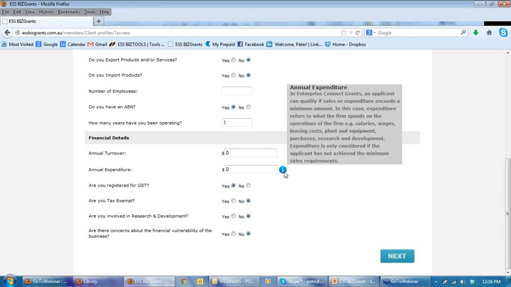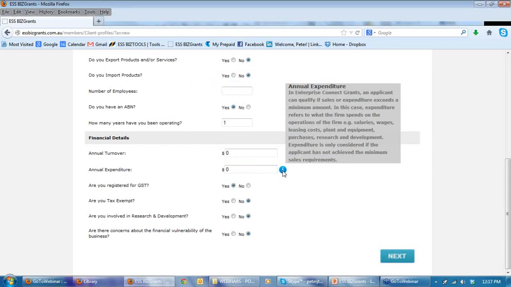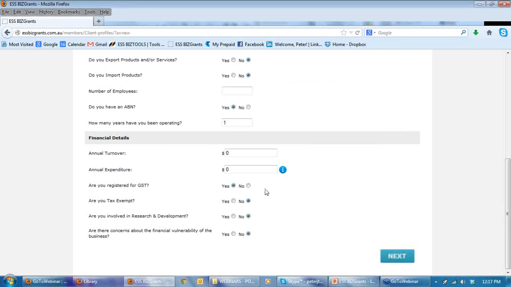So you could have a business that's got virtually no turnover but it's spent $1.55 million on getting ready, research and development, perhaps a pilot plant construction, perhaps a fair bit of money on patent attorneys and registering of patents around the world. That business could theoretically qualify for Enterprise Connect. The businesses, because we're looking at SMEs, they need to be registered for GST. If they're tax exempt businesses, they won't be eligible here because it's a SME type program.